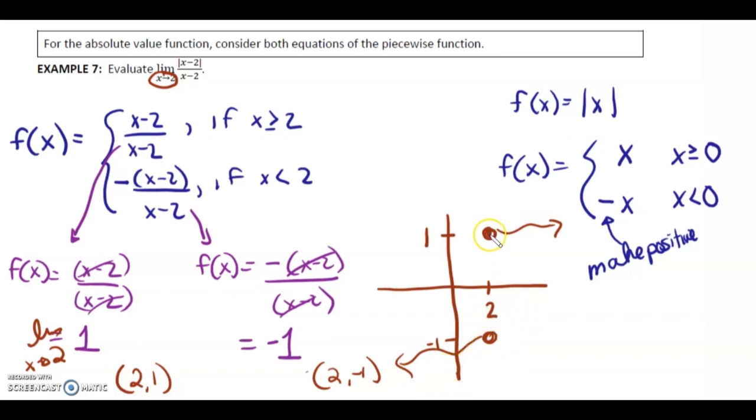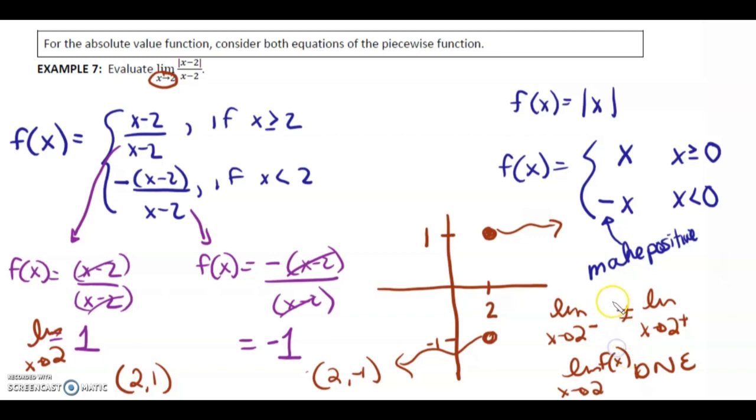And because this graph doesn't approach the same point from the left and the right, we can say the limit as x approaches 2 from the left does not equal the limit as x approaches 2 from the right. The limit as x approaches 2 in general does not exist. And I'm going to put the limit of f of x, I'm going to put f of x in here for better form.